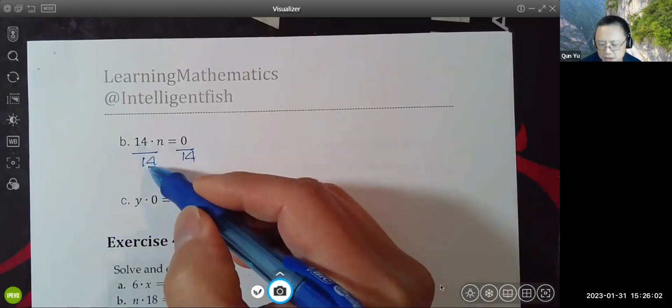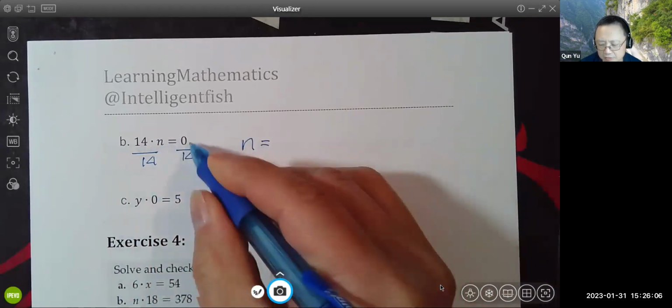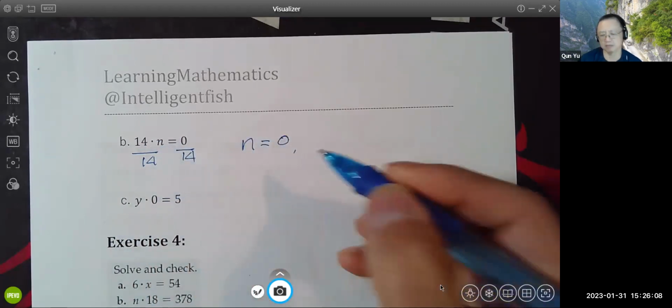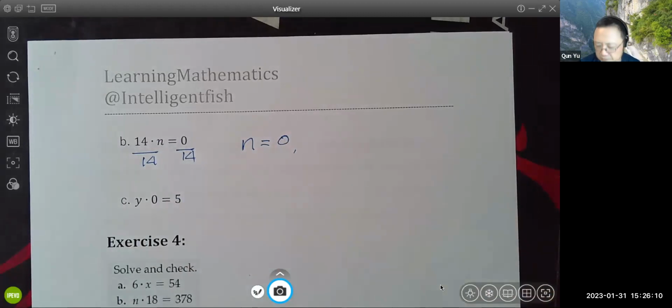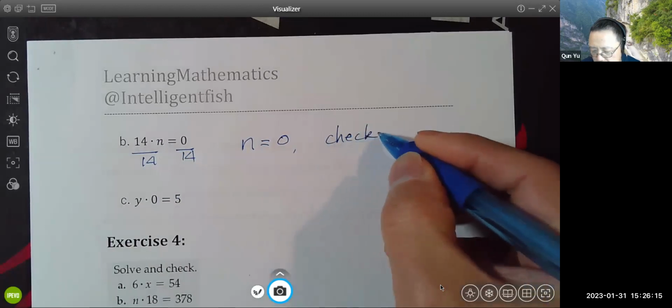14 divided by 14 is 1. 1 times n is still n. 0 divided by 14 is 0. Our answer is 0. Let's check to see if it is correct.